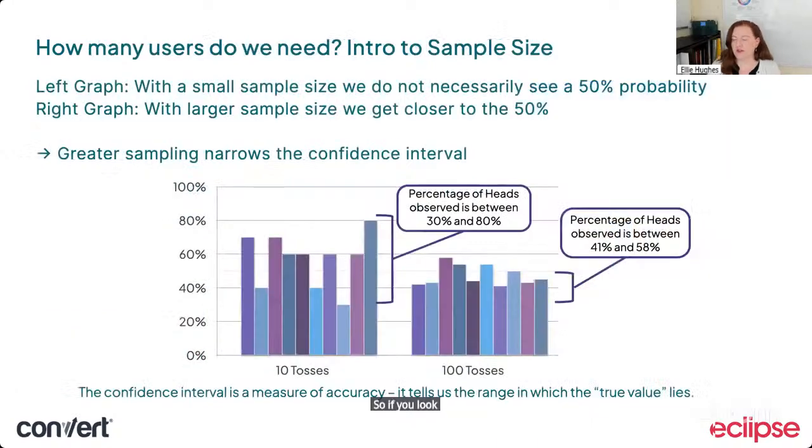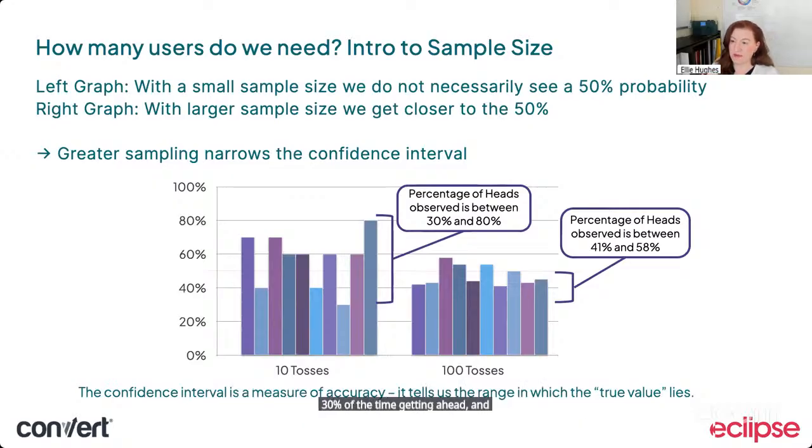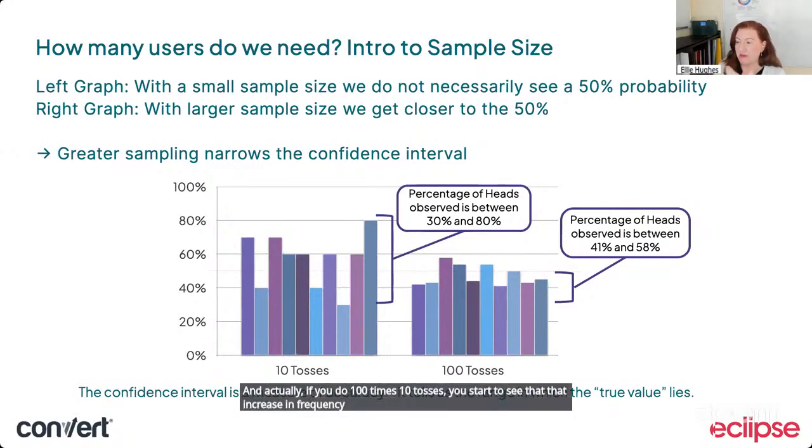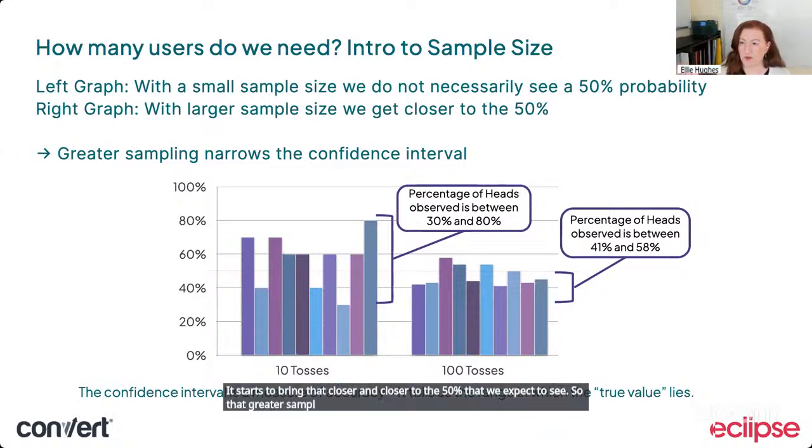So if you look at the graph on the left, if you take 10 tosses, 10 times, so you've done 10 tosses 10 times over, we don't see that 50% probability coming out in the results. We see real variability between 30% of the time getting a heads and 80% of the time getting a heads. And actually, if you do 100 times 10 tosses, you start to see that increase in frequency, that repetition of how often we're sampling, it starts to bring that closer and closer to the 50% that we expect to see. So that greater sampling narrows what's called the confidence interval.